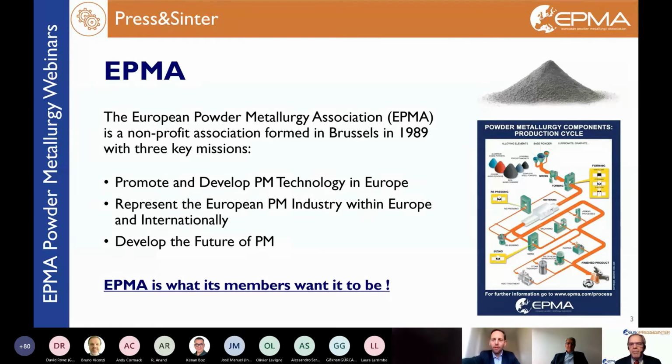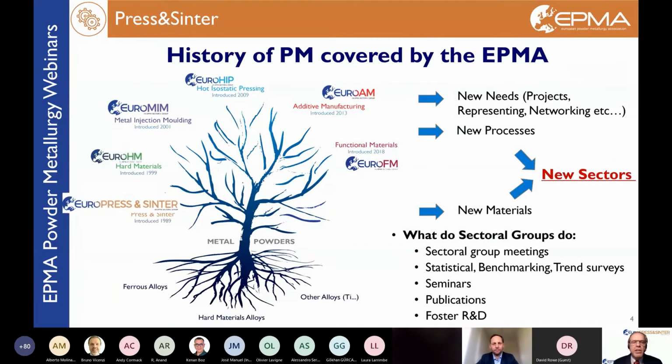And the technical activity of the association is actually exercised in these groups. We depict powder metallurgy as a tree, which is actually growing from the powders that you see at the bottom, ferrous, non-ferrous, and it develops into branches. And of course, we have branches for the most important processes in powder metallurgy: press and sinter, metal injection molding, hot isostatic pressing, additive manufacturing, which is one of the latest additions in our groups.